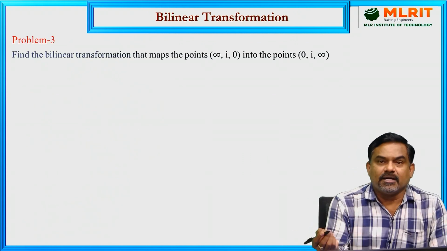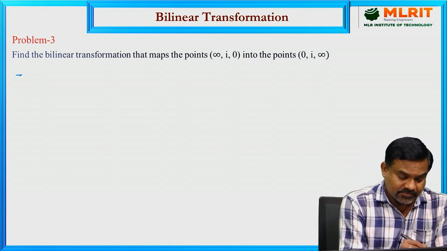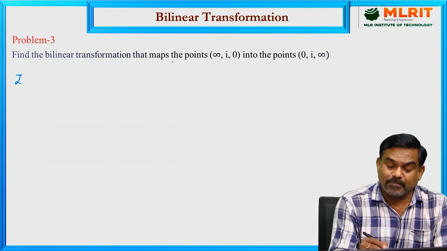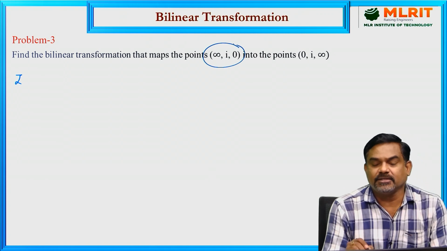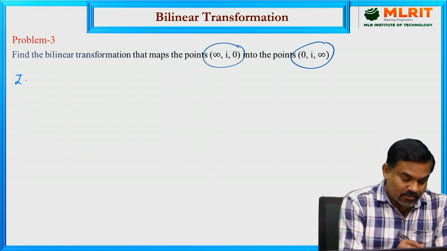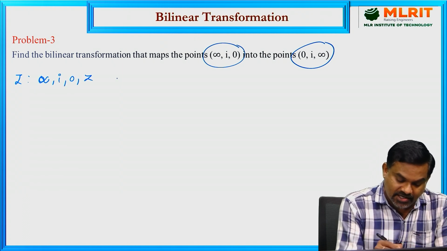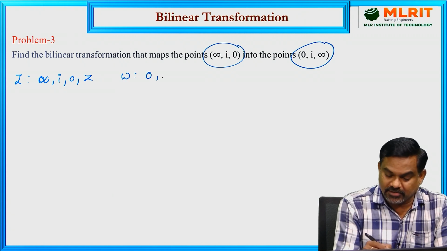Let us discuss one more problem. So here, find the bilinear transformation that maps the points infinity, I, 0 into the points 0, I, infinity. So the Z points are infinity, I, 0 and Z, and the W points are 0, I, infinity and W.